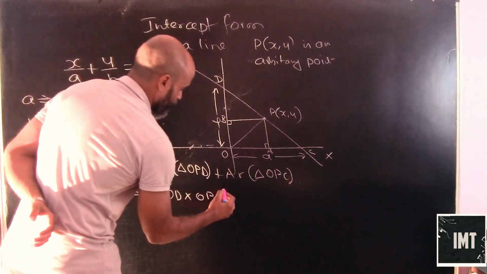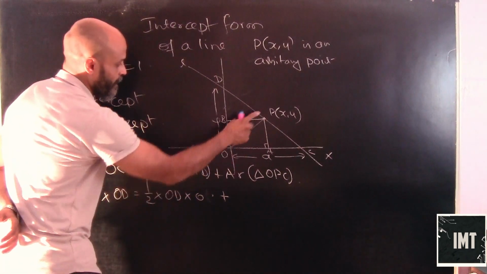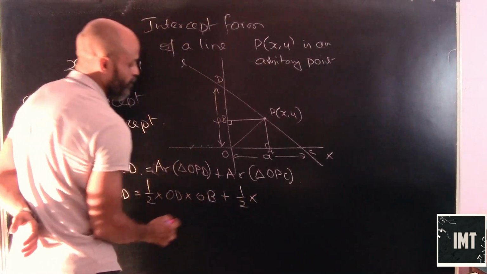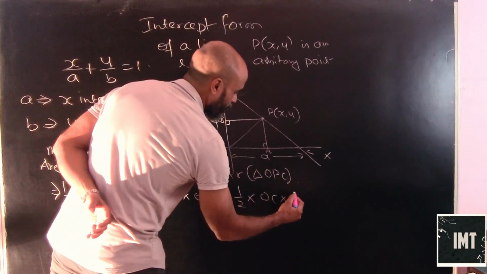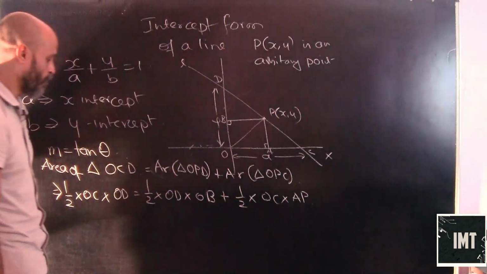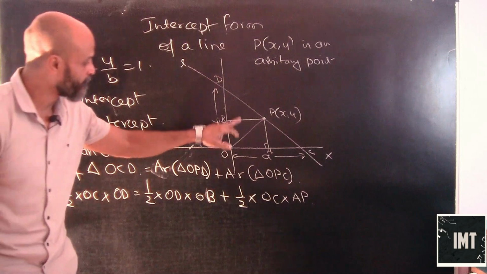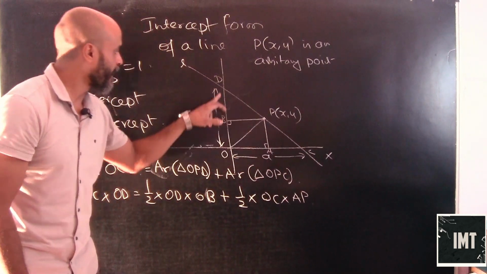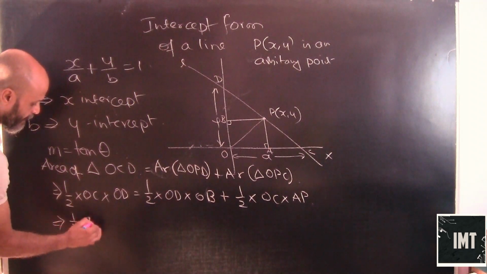Here the height is OB. And this will be half into base, that is OC, into OD. Half into OC into OD. OC we know is A and OD we know is B. So we can write it here as half AB.